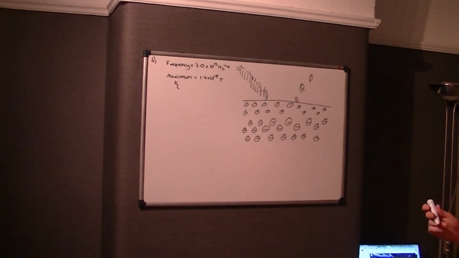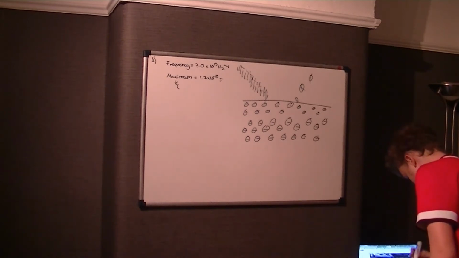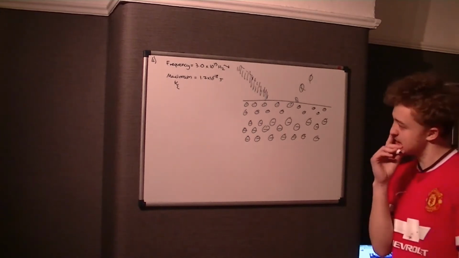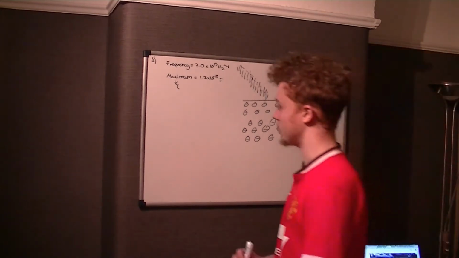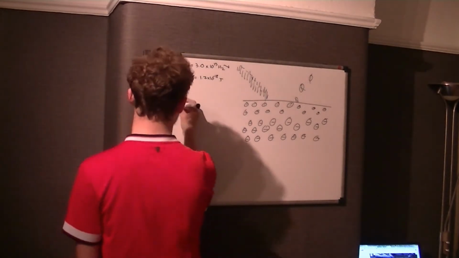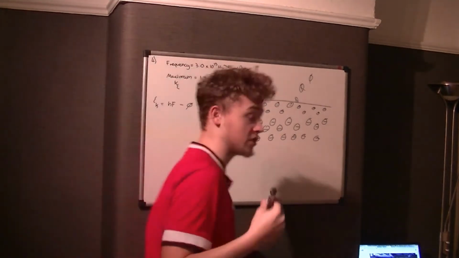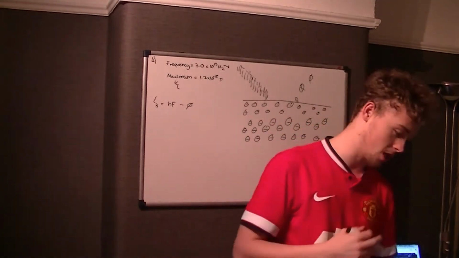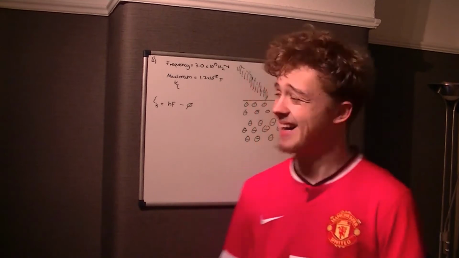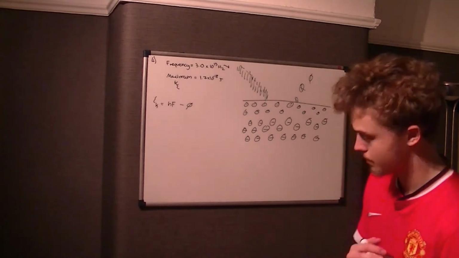Right, so part A says, explain why emitted electrons have a range of kinetic energy up to a maximum value. Now, for this we have to consider, well, what is the kinetic energy equation? Well, the kinetic energy equation is EK, so it's kinetic energy, or KE, whatever you want to call it, is equal to the energy of the photon take the work function. And obviously the energy of the photon being equal to HF, H being the Planck's constant, 6.63 times 10 to the minus 34, and the frequency being 3 times 10 to the 15 hertz.